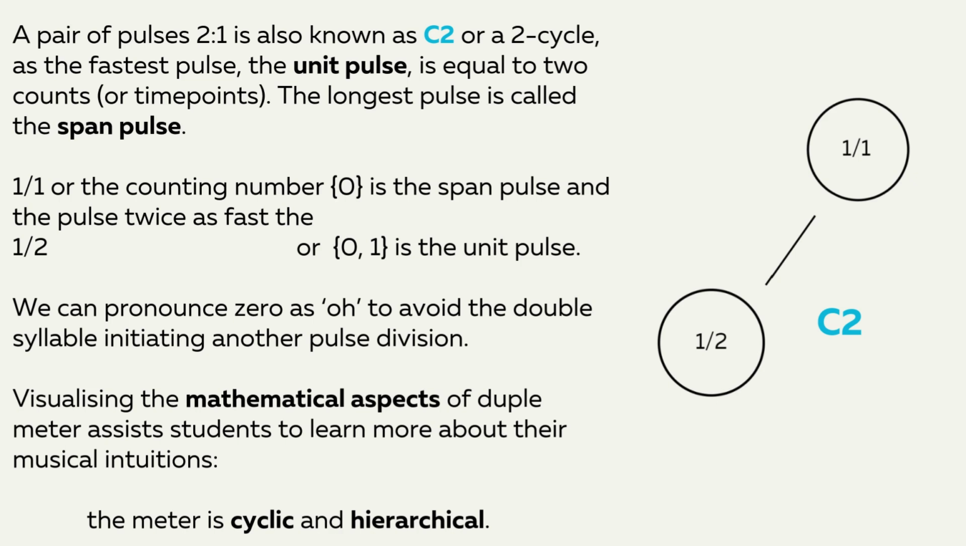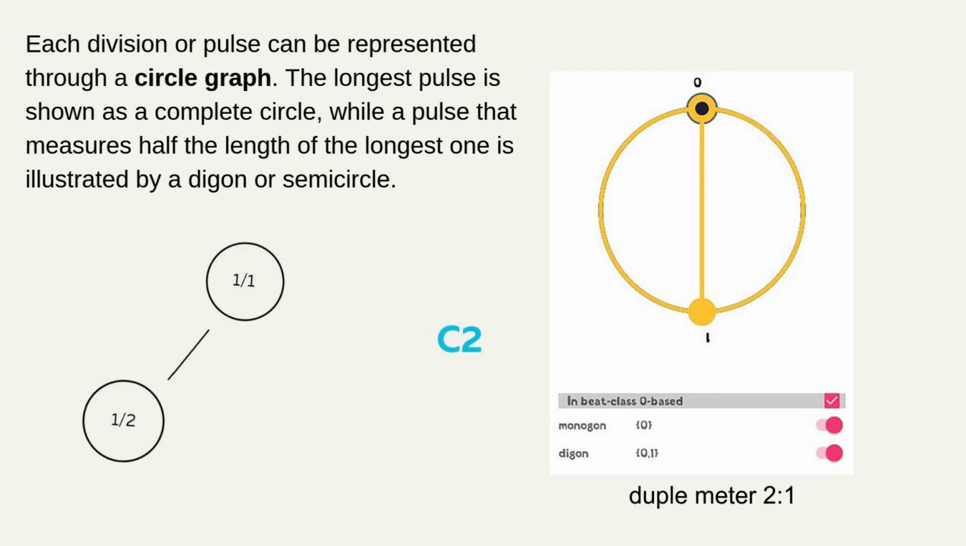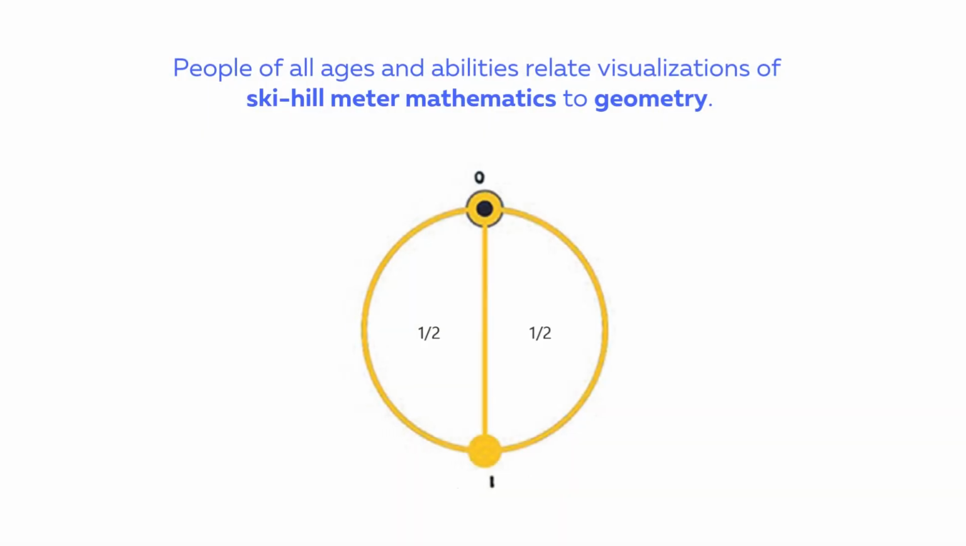Visualizing the mathematical aspects of duple meter assists students to learn more about their musical intuitions. The meter is cyclic and hierarchical. Each division or pulse can be represented through a circle graph. The longest pulse is shown as a complete circle, while a pulse that measures half the length of the longest one is illustrated by a semicircle. People of all ages and abilities relate visualizations of ski hill meter mathematics to geometry.